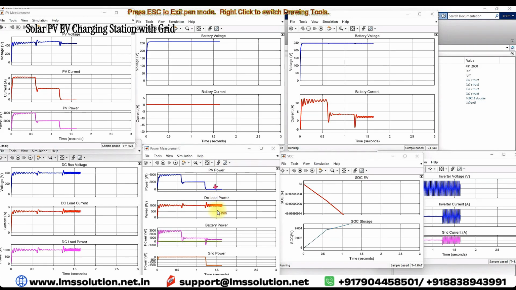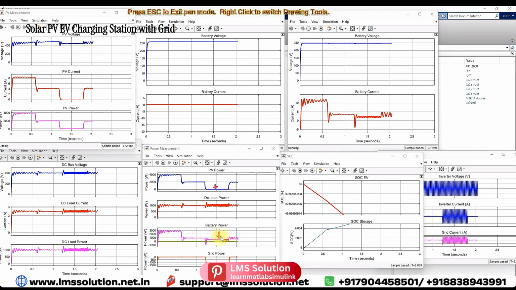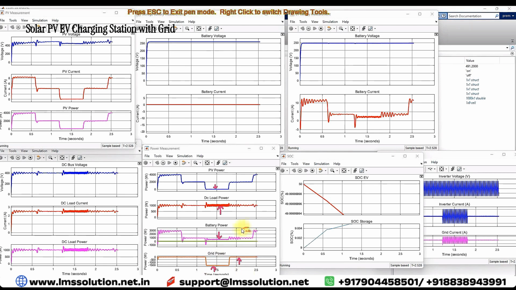When the PV power goes to 0, what will happen? We are getting power from the grid. Here you can see that we are getting power from the grid during this time. The EV battery is still in charging mode, and the DC load also receives power. When PV power changes from 0 to 2000 watts, we are not getting any power from the grid, it goes to 0, and the EV battery is in a charging condition.